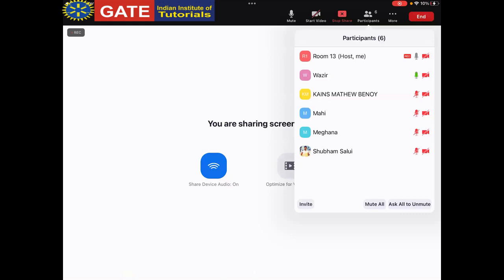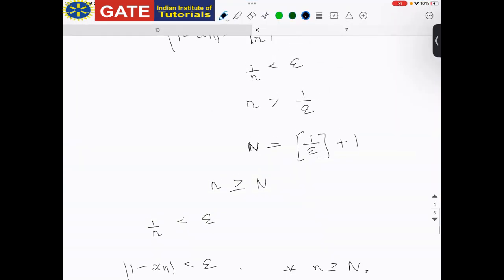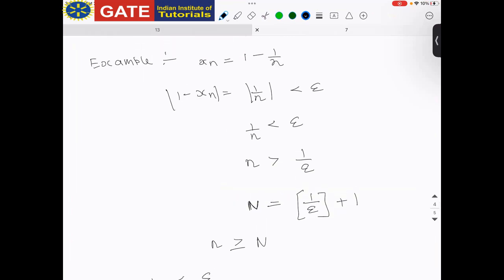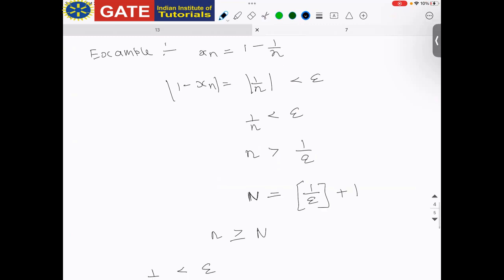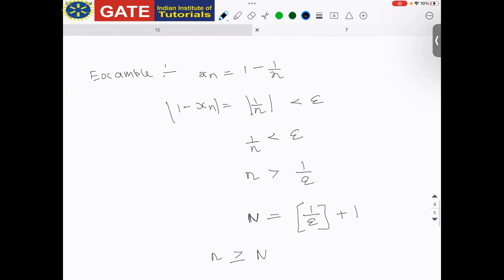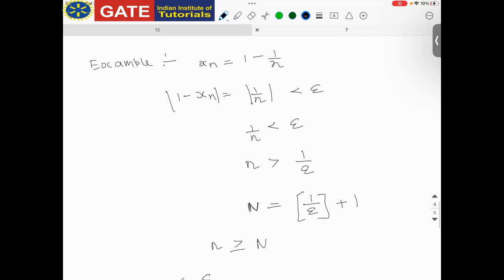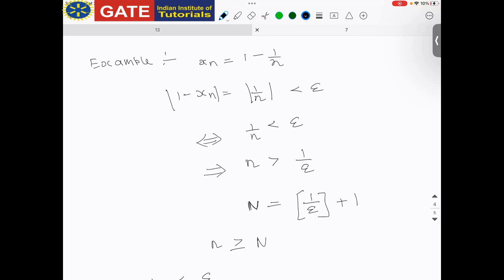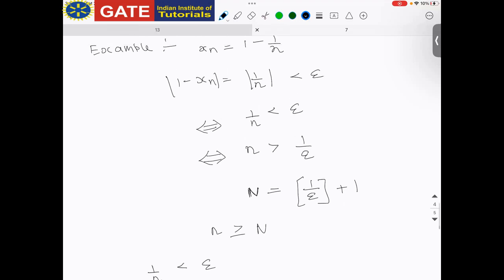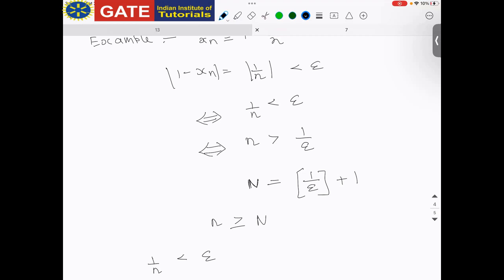Is there any doubt here? Yeah, just show the proof once again. For example, the series is 1 minus 1 by n, right? So modulus of 1 minus xn equals modulus of 1 by n, which is from the equation itself. So 1 by n should be less than epsilon, because modulus of 1 by n is less than epsilon. So 1 by n lies between minus epsilon and plus epsilon. These are if and only if, by the way. You can go back and forth. And n greater than 1 by epsilon.